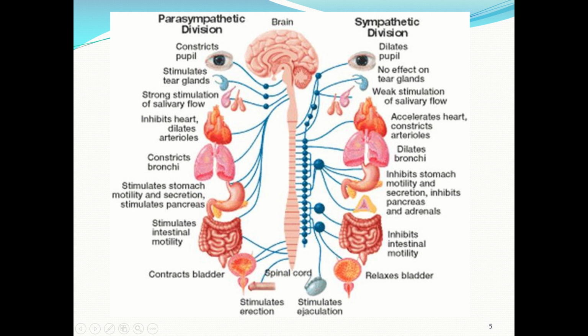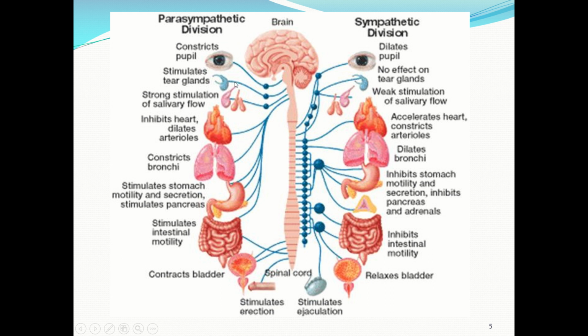And they have what's called dynamic antagonism. So they're going to do opposite things. For instance, the parasympathetic is going to constrict the pupil, whereas the sympathetic dilates. So you know someone's stressed out when their pupils are dilated.